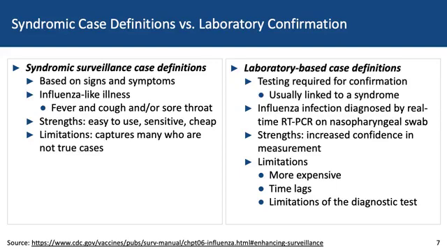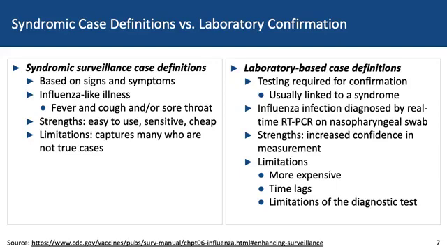Other surveillance systems use laboratory-based case definitions. This all depends on your surveillance objective. For a laboratory-based case definition, testing is required for confirmation. But usually it's linked to a syndrome. So if you recall, before we talked about suspect cases who may have samples collected, and then those are tested to see if you confirm whether the case is a true case or not.